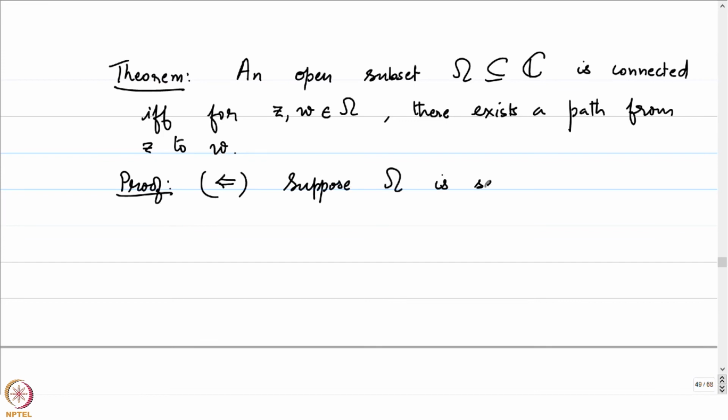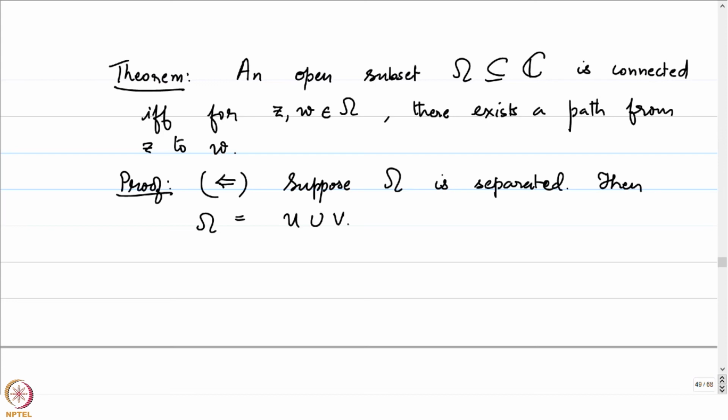is separated. We will get hold of a couple of points which cannot be connected by a path, or we'll arrive at a contradiction on something. We'll see what the contradiction is going to be. Suppose it is separated, then we can write omega as being equal to, let's say, U union V.